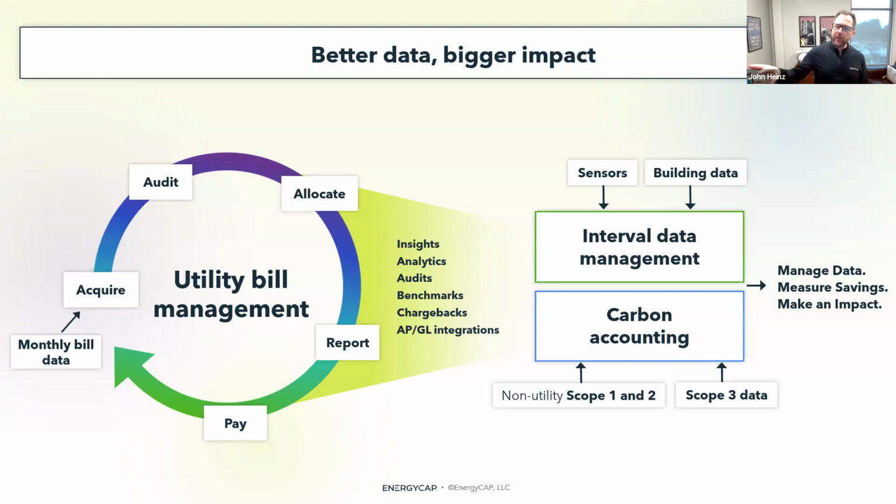Once you move beyond bill data, there's the ability to go deeper within your organization. And that's in the form of interval data. So the ability to pull data from sensors, from BAS systems, from submeters, so you can get more live actionable data to make changes immediately rather than waiting for a bill to come 30 days down the road.